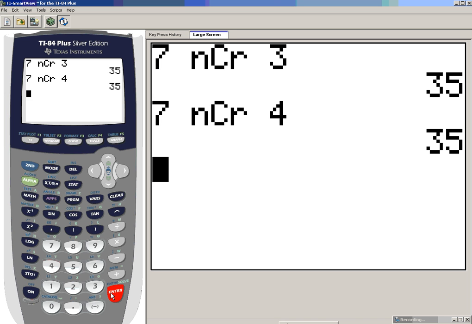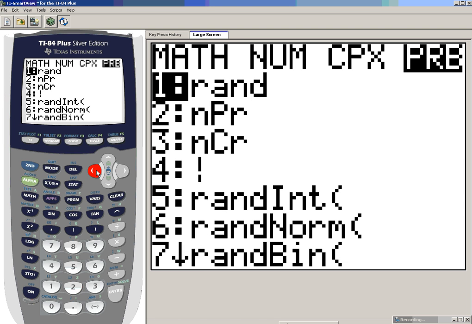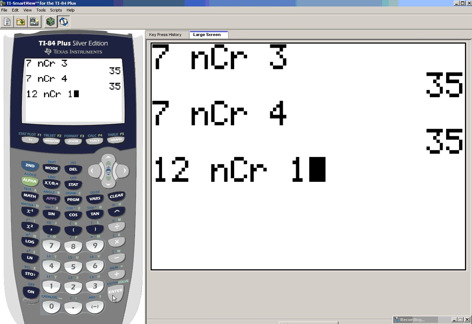12, choose 1. Without going to the calculator, if you have 12 things and you want to choose only one of them, how many different ways can that be done? Should make sense intuitively that 12, choose 1 would equal 12 different ways that we can do it. And finally, 12, choose 11.